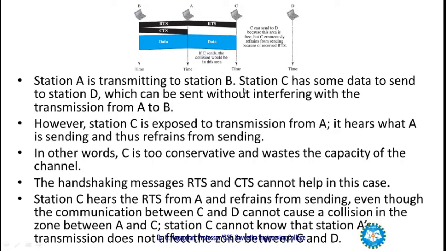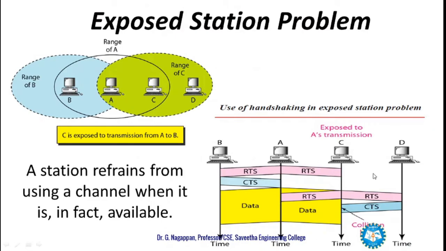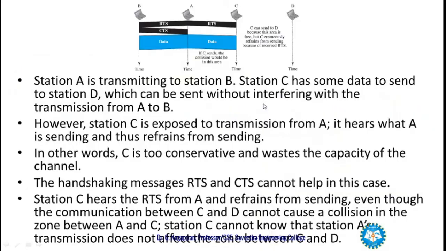Station A is transmitting to B. Station C has some data to send to D, which can be sent without interfering with the transmission from A to B. However, station C is exposed to the transmission from A. It hears what A is sending and thus refrains from sending. In other words, C is too conservative and wastes the capacity of the channel, and it waits. In order to avoid such problems, it waits until the data transmission of A is over.